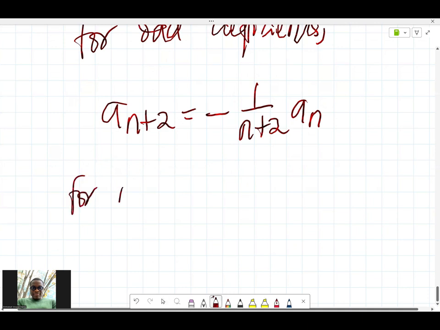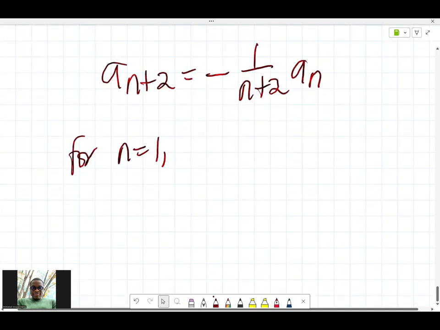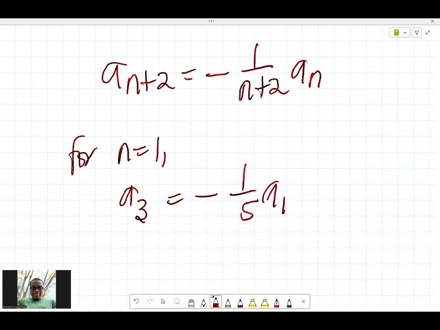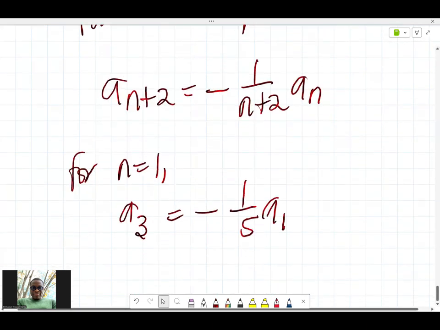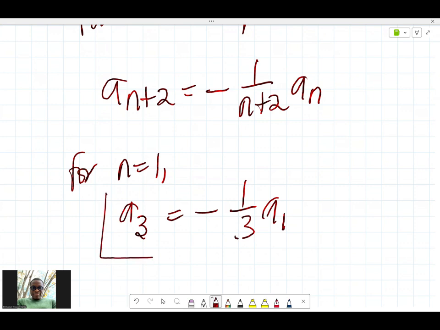So for n equals 1, that means we have a3 equals minus 1 over 5 a1. Okay, so this is a sweet relationship. This is established for a3. Sorry, minus 1 over 3 a1, not 1 over 5. Because n is 1, so 1 plus 2 is 3. So that's minus 1 over 3 a1. Okay, that works.